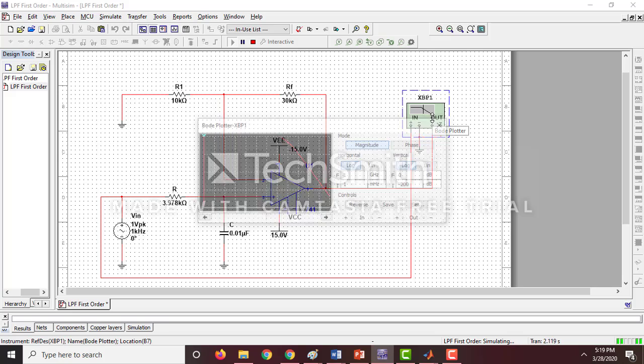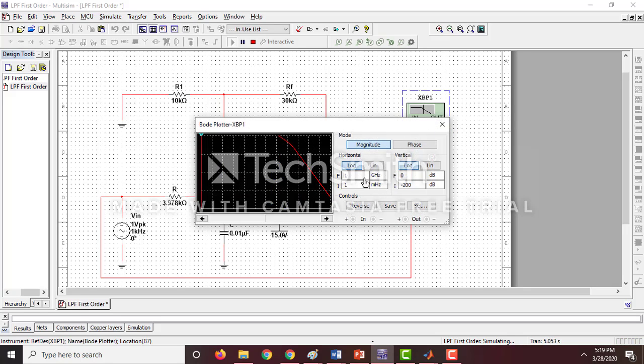Double click on this Bode plotter. You will be getting the Bode plot. So this is the maximum of the frequency. I don't want to see up to 1 gigahertz, I just want 100 kilohertz. So I will just reduce this to 100 kilohertz. Clear? And 1 millihertz is the minimum, so I will give it 1 hertz. To see this properly, I will increase this so that we know that it is something around 12. So I'm giving maximum as 20 and minimum like this.